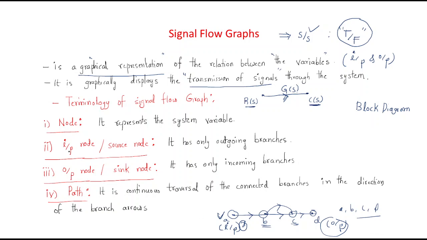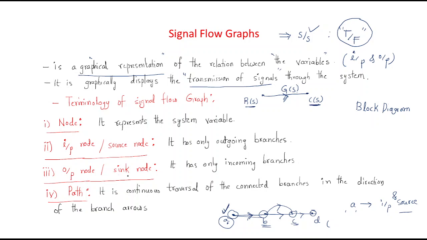Next, the input or source node. An input node has only outgoing branches. Look here: A has only an outgoing branch and doesn't have any incoming branch. Then A is called the input node or source node. Input means it gives, and a source also gives, that's why A is called the input node.